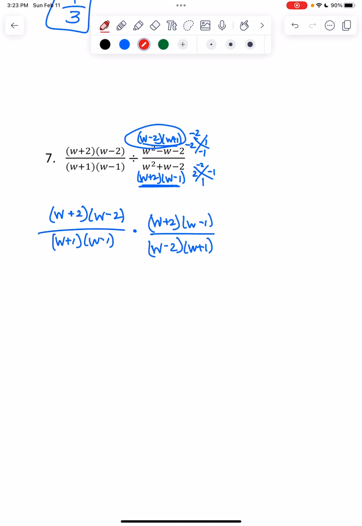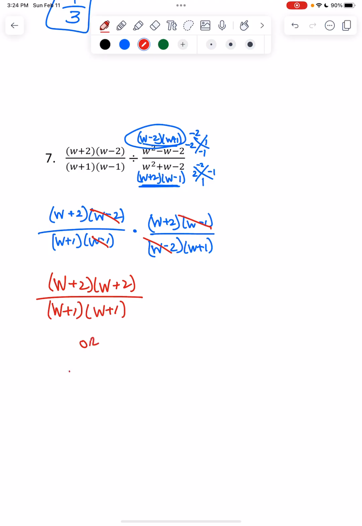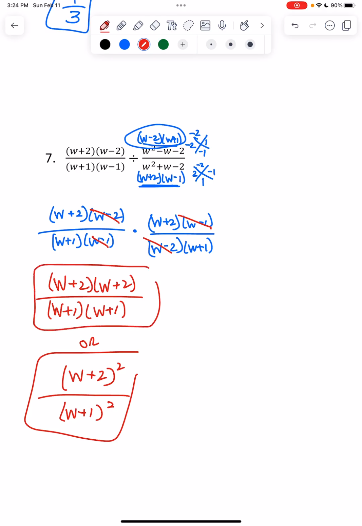Okay, so vertically, nothing we can do, but diagonally, if we look, we've got w minus 2, and we've got w minus 1, and then that's it. So what we're left with, w plus 2 times w plus 2 over w plus 1 times w plus 1. And then again, you could write it that way, or you could say that's just w plus 2 squared over w plus 1 squared. Okay, either way you want to write it, perfectly fine.